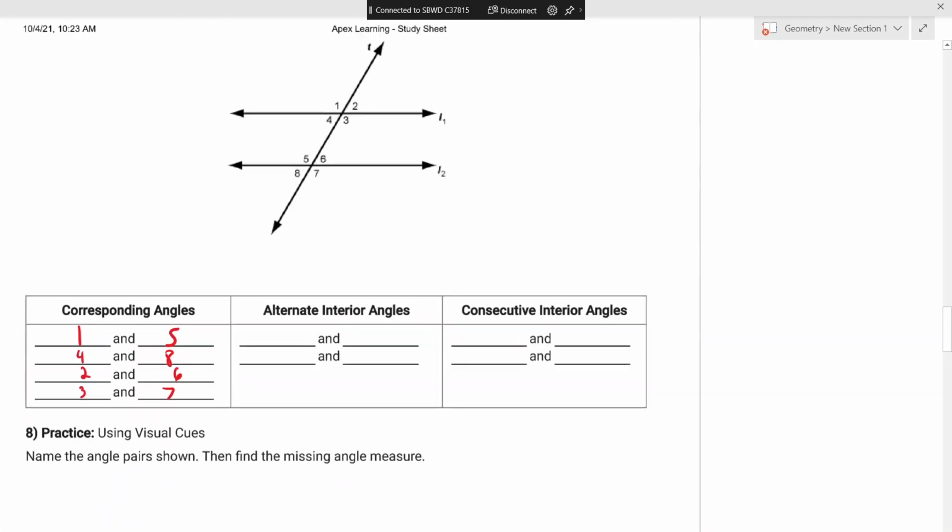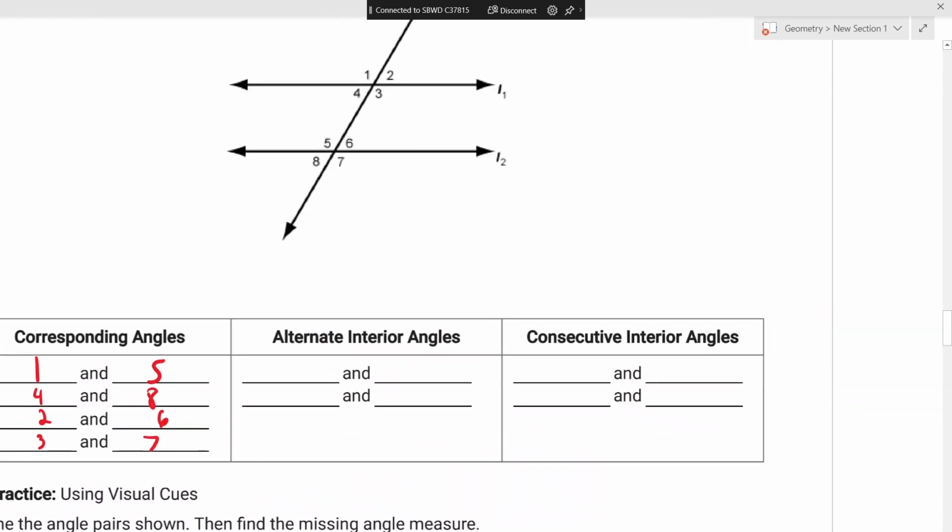Kayla, what are some alternate interior angles? So it's inside the lines. So look at this. There's 4 angles. Which angles are inside the parallel lines? 4 and 6? Yep, and they're on opposite sides. Cool. And then what's the other pair? 3 and 5. Thank you, ma'am.